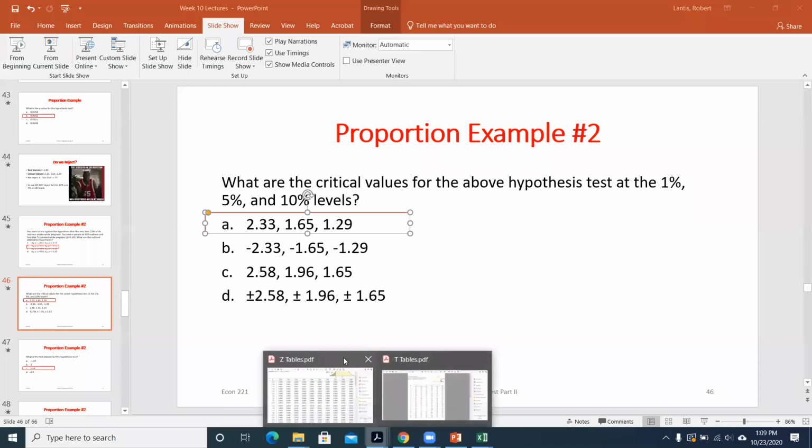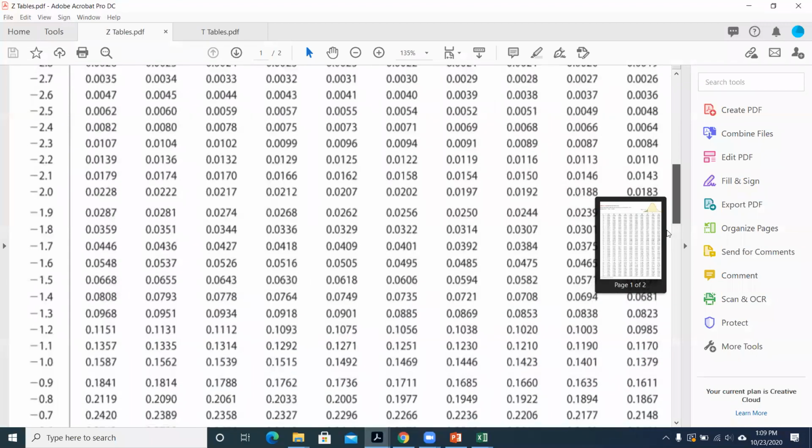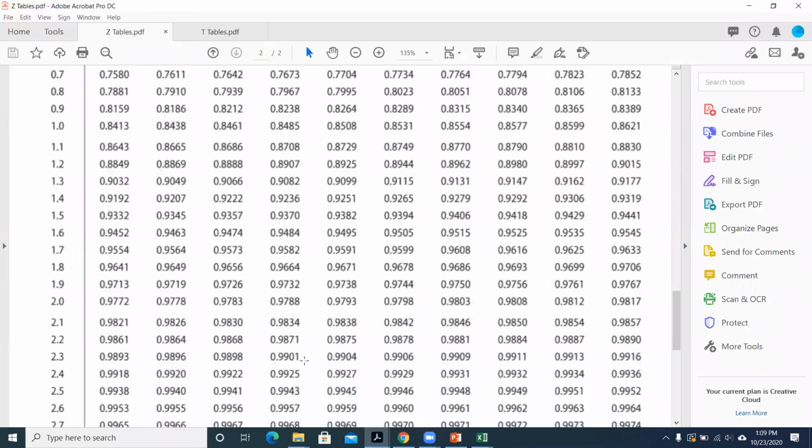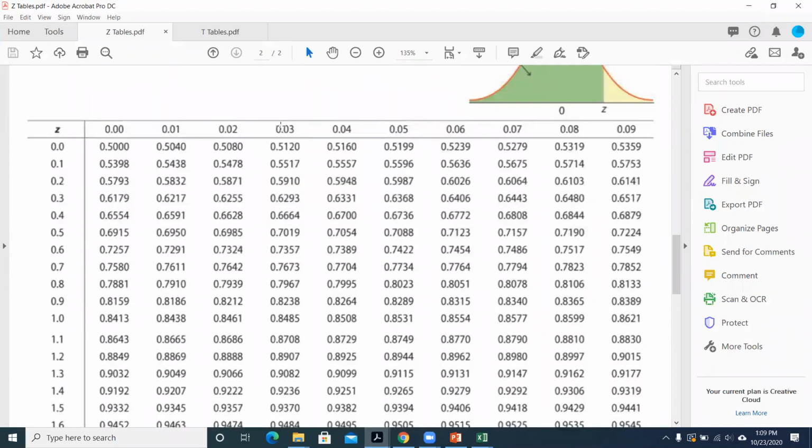So if I go ahead and do that, this will actually be good. It'll kind of prove to you something. So I go down here, I look up 0.99, closest I can get is right here. So 2.32 and 2.33.